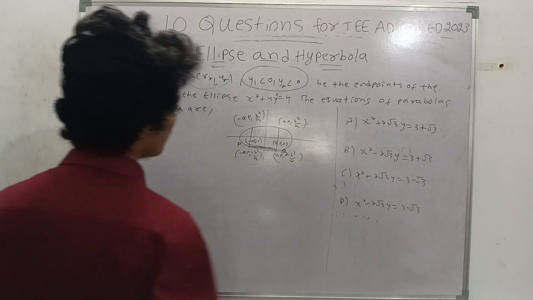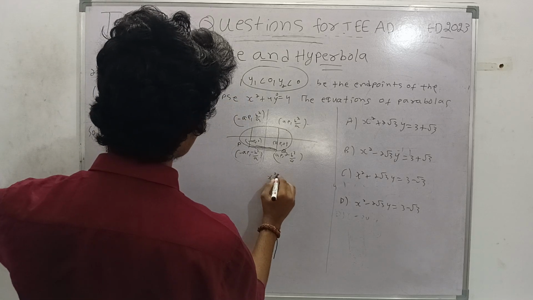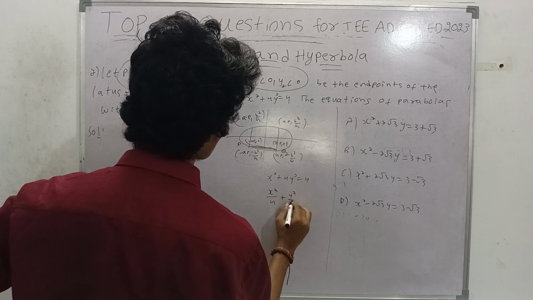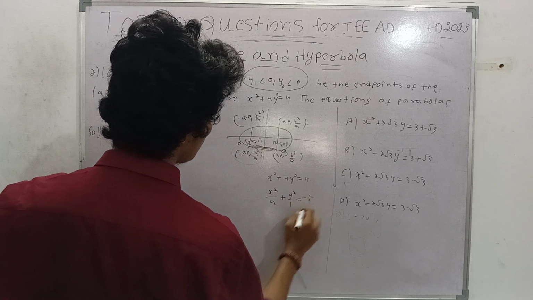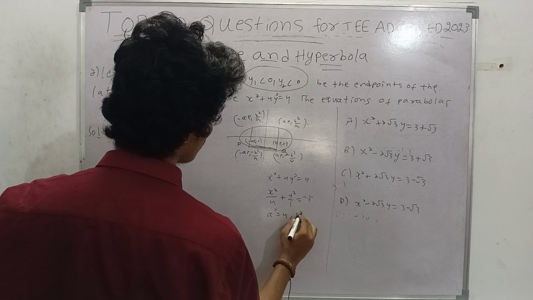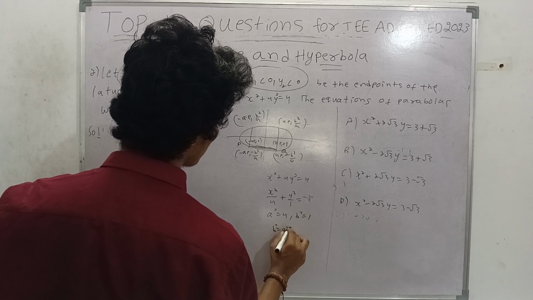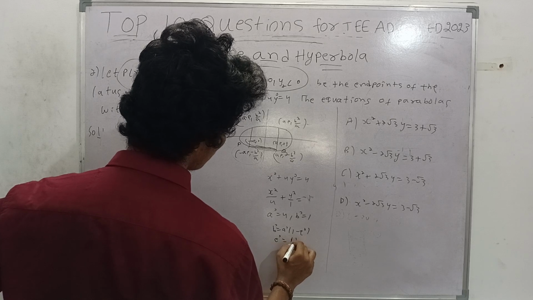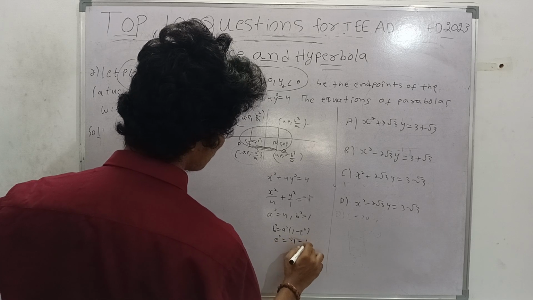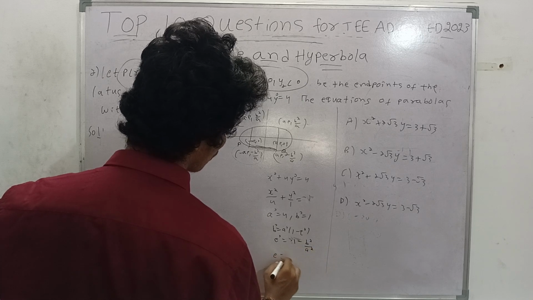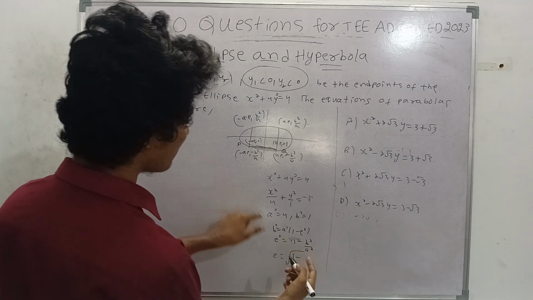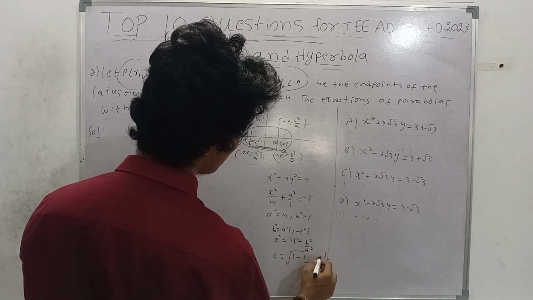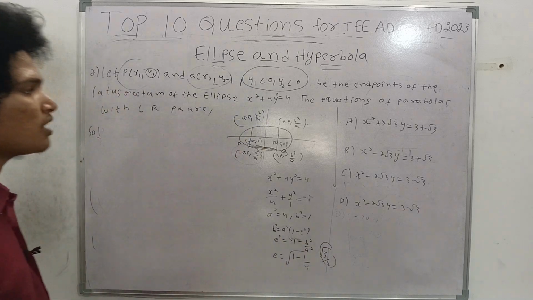Now we have to find the points. For that we have to find the eccentricity. For the ellipse x² + 4y² = 4, what is the eccentricity? Here a² = 4, b² = 1. We know the formula, b² = a²(1 - e²). So e² = 1 - b²/a², and e = √(1 - b²/a²). b² is 1, a² is 4, so 4 - 1 is 3, divided by 4, giving √3/2. So e = √3/2.